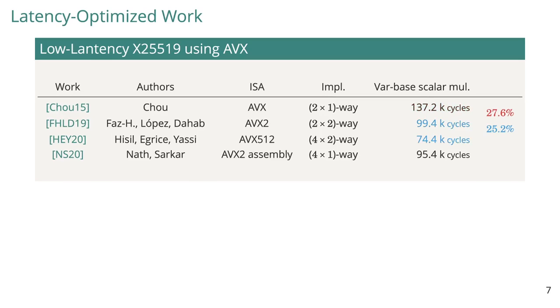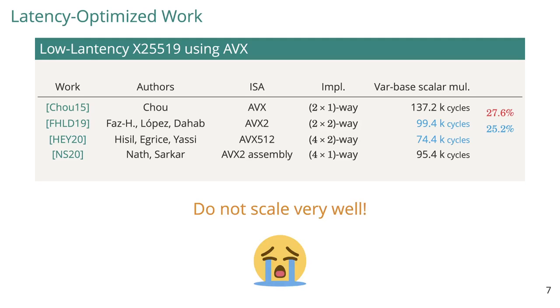The same situation continues with AVX512. Analogously, AVX512 doubles the amount of parallelism compared to AVX2. It is capable of performing operations on eight 64-bit elements instead of four. Still, the reduction of the latency is only around 25%. So the benchmarking results published in this literature show that the parallel implementations of X25519 do not scale very well when switching from one generation of AVX to the next.